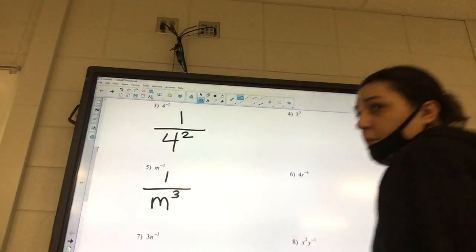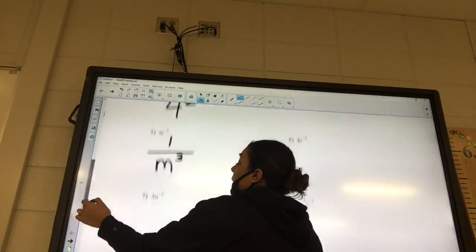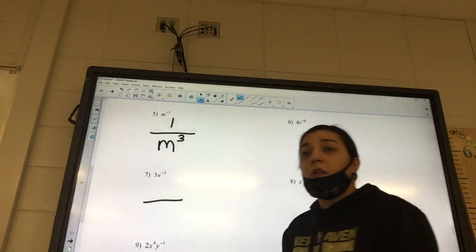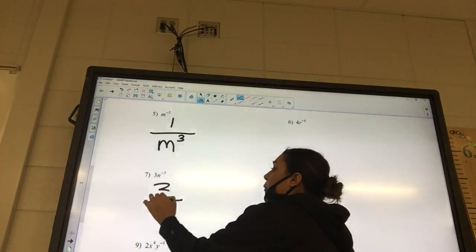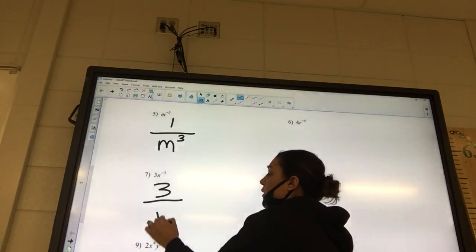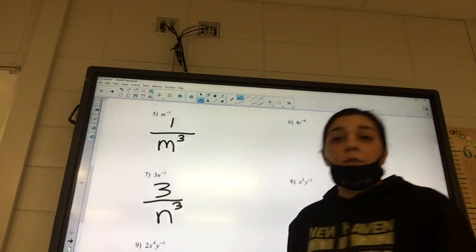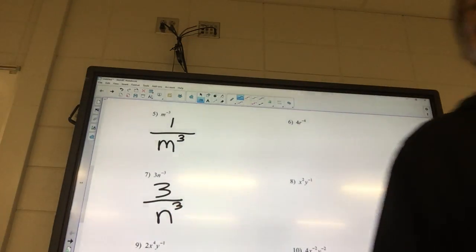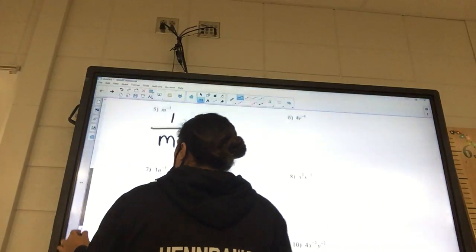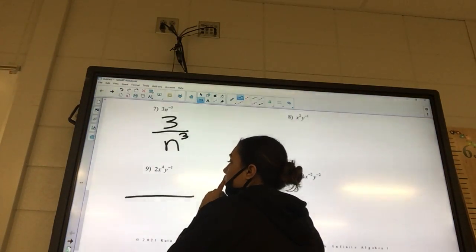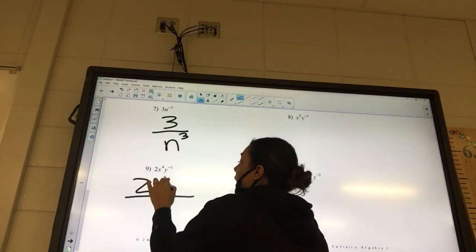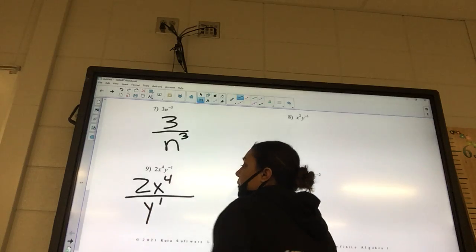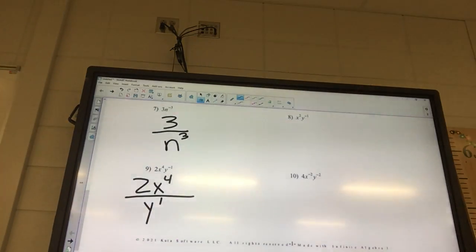Okay, 7. We have negatives. Where does the 3 go? Does it need moved? No, it stays on top. What about n to the 3rd? Goes to the bottom. Okay, look at 9. Where does the 2 go? Top. x to the positive 4, top. y to the negative 1, bottom. Just go through them piece by piece and look at it. Say, well, where does this one need to go? All right, go to the next page.